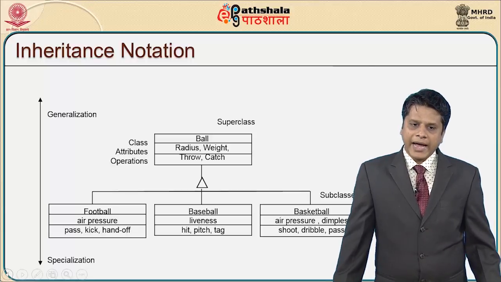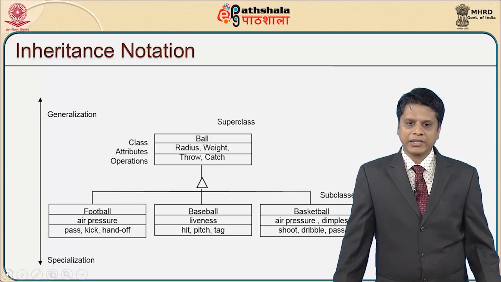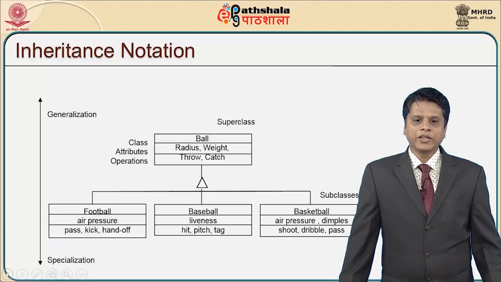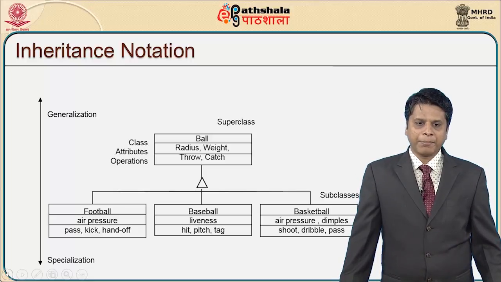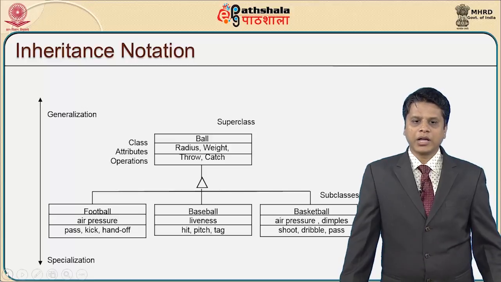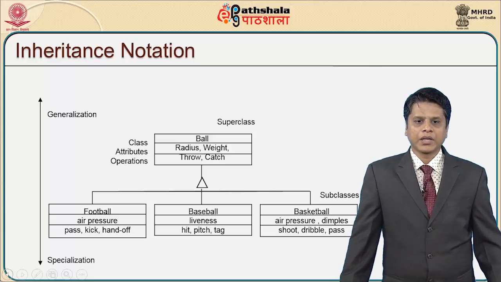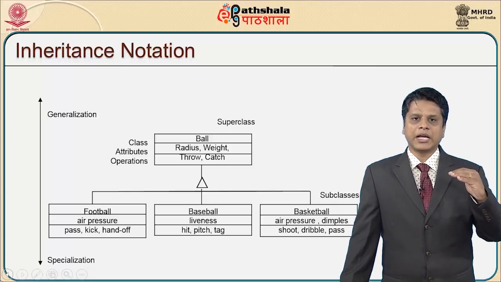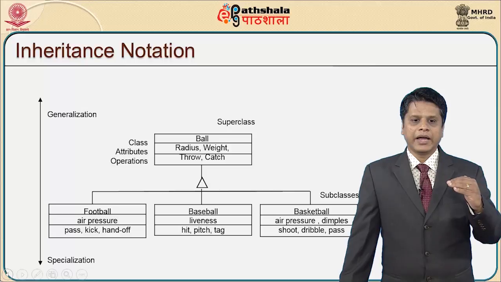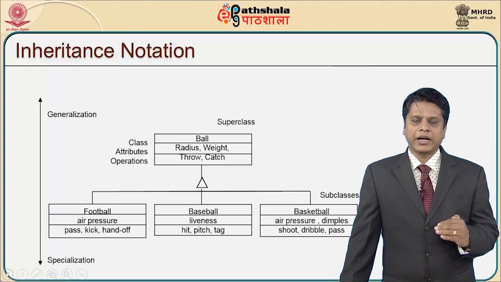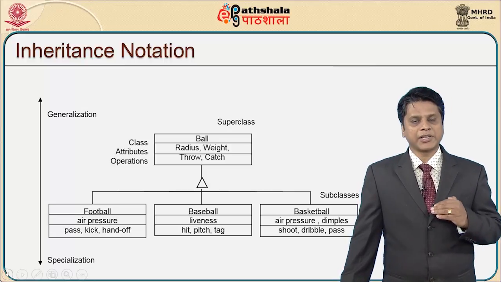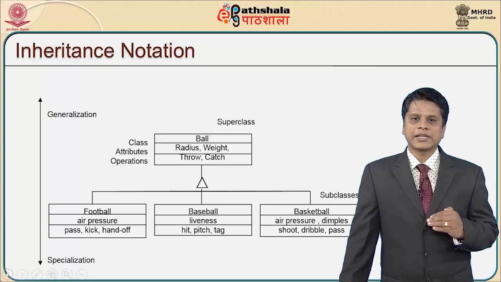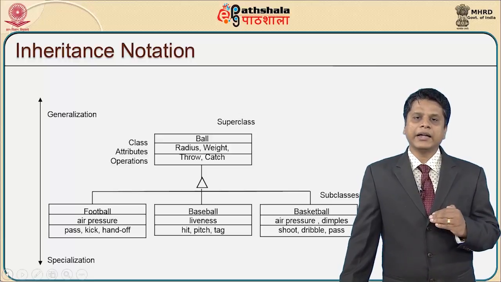And when I look at the attributes of football, it moves on air pressure, baseball liveliness and basketball air pressure and dimpleness. And the operations that I perform with the football are pass, kick, handoff, baseball are as mentioned. But when I go up the hierarchy, which is supposed to be a superclass, I perform a generalization, and when I go down the hierarchy, I prefer specialization to be done. So this has more of is a and has a relationship.